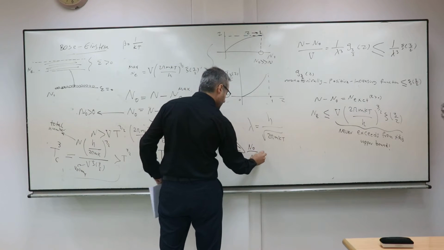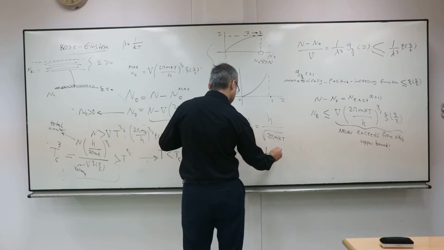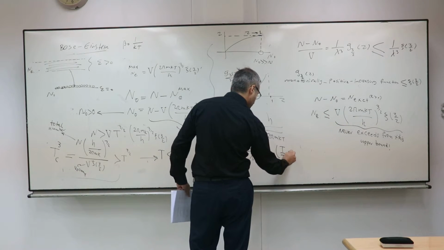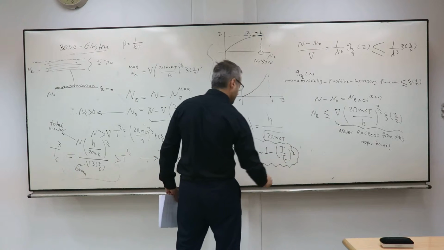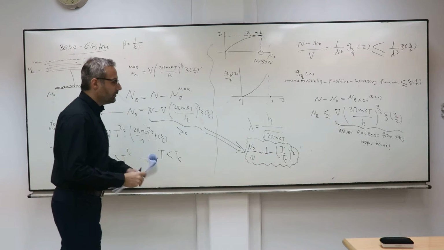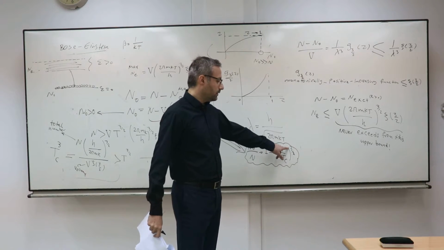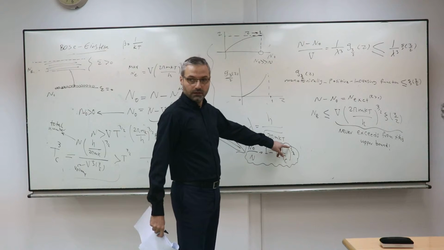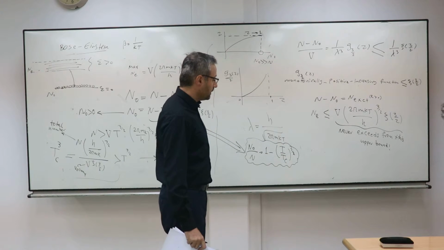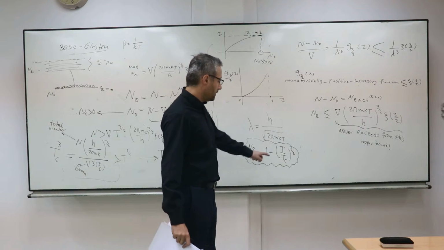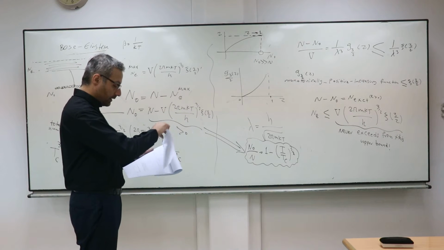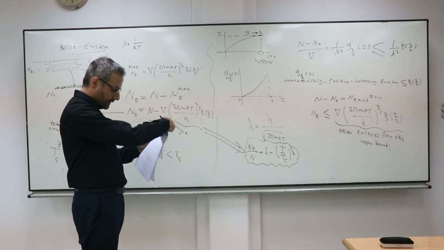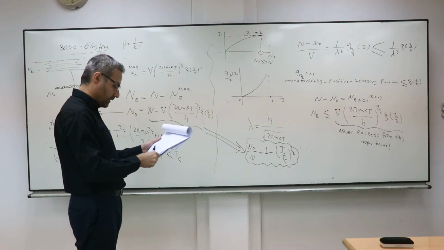N0 over N will be 1 minus (T/T_C)^(3/2). This 3/2 may change for different systems. For this system, a non-relativistic and non-interacting bosonic gas, this appears as 3/2. And if you plot from that, you can see what the situation is.